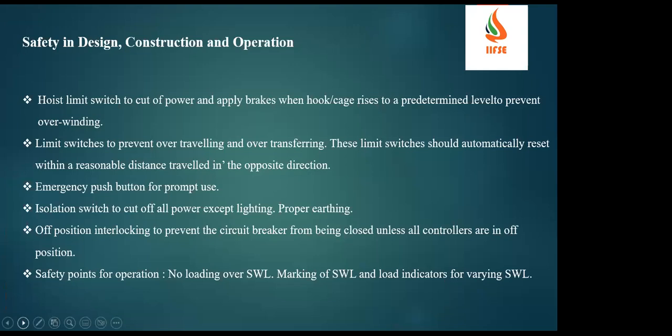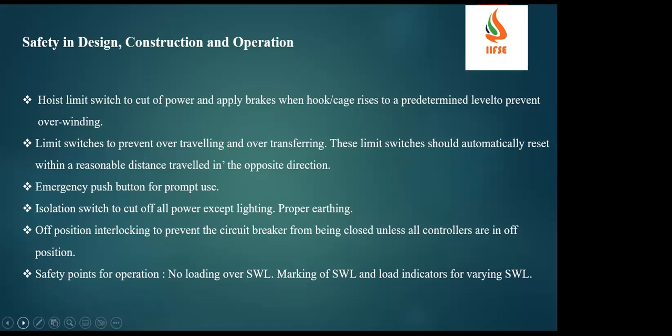We'll see safety in design, construction, and operations of these lifting tools and tackles. The hoist limit switch cuts off the power and applies brakes when the hook or cage rises to a predetermined level to prevent overwinding. Every hoist will have a limit switch or cutoff, so when the hook reaches the maximum vertical height, it automatically stops. Even if you try to operate, it will not allow it to go over. These limit switches prevent over traveling and over lowering. These limit switches should automatically reset within a reasonable distance traveled in the opposite direction.